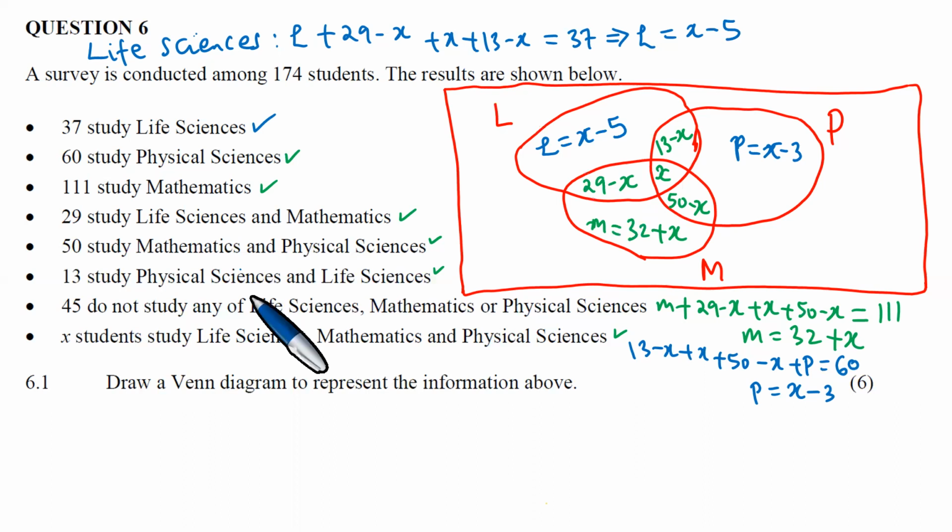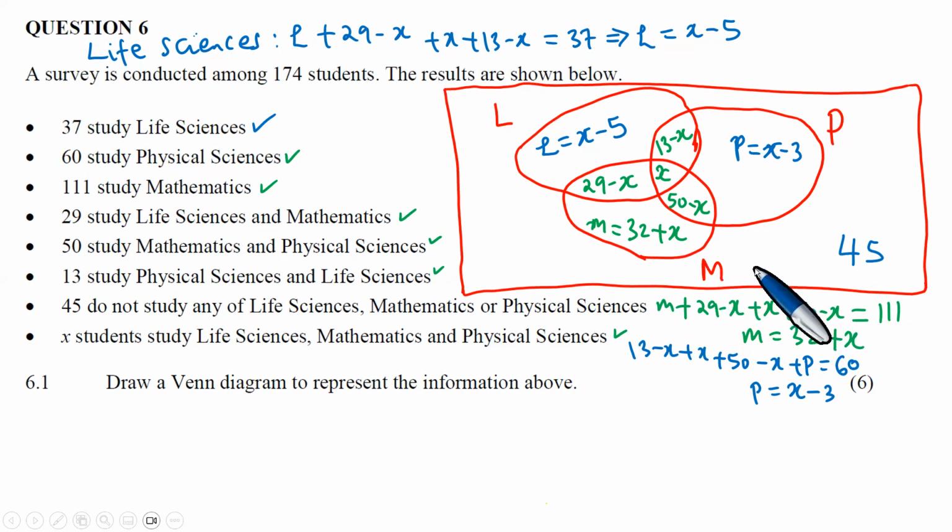We are not done yet. We did this, we did that one, this one. So it helps to tick so that you can see we need to deal with the 45 now. We dealt with the x. 45 is the only one that's left. 45 do not study any life sciences, mathematics, or physical sciences. So we agree that the total of 45 learners don't do any of those. They do other things, like CAT, business studies, consumer studies, history.